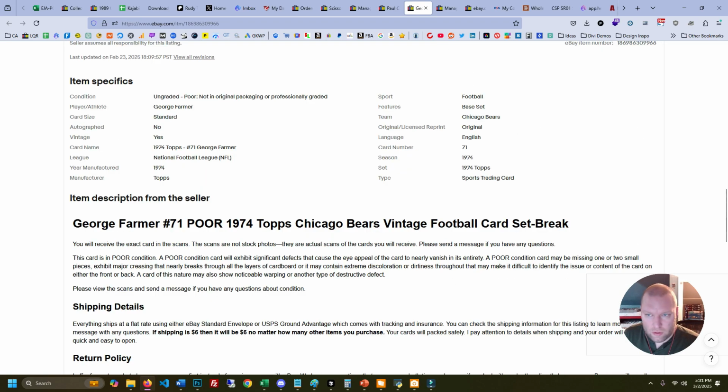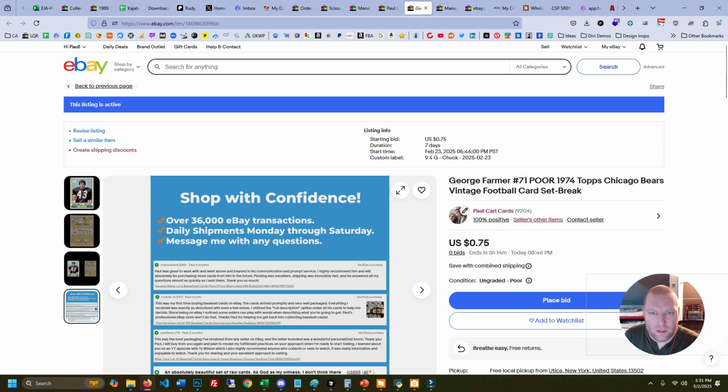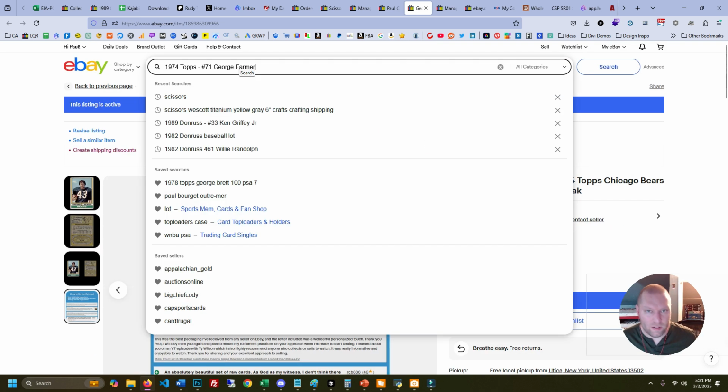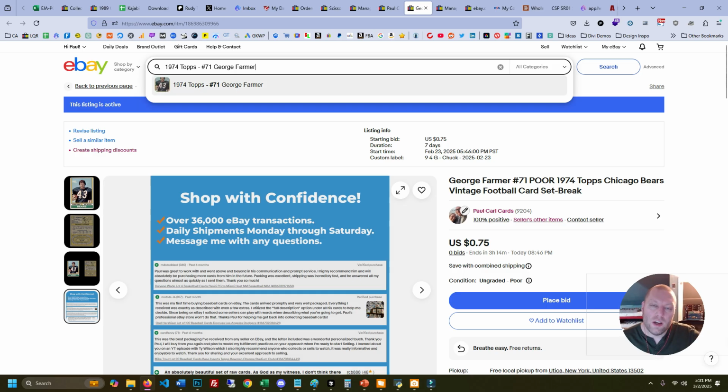This is what I wanted to show you. So right here, the card name item specific, I updated that. 1974 Topps number 71 George Farmer. When I copy this and paste it into eBay, let's see if it does what, yep, there it is. This is the product in the eBay product catalog. So if you've ever sold anything where you scan the UPC and it knows what the item is, and it will even give you a stock image, that's what they're doing for sports cards now.